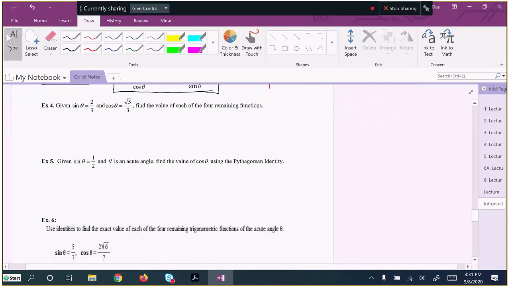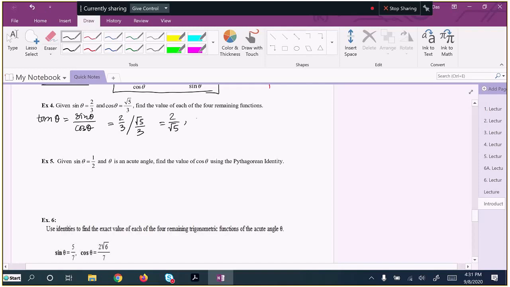The question tells me sine theta is 2/3, cosine theta is square root of 5 over 3. Find the value of each of the 4 remaining functions. So first I will start with tangent theta. Remember, tangent theta is sine theta over cosine theta. And that should be 2/3 divided by square root of 5 over 3. So I can cancel the 3s and get 2 over square root of 5.